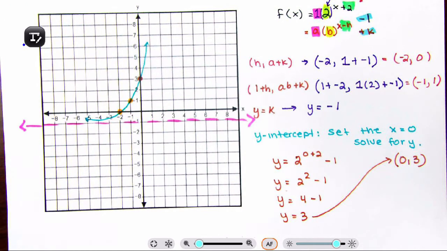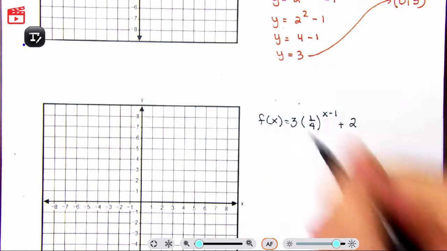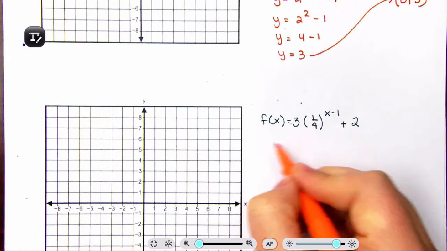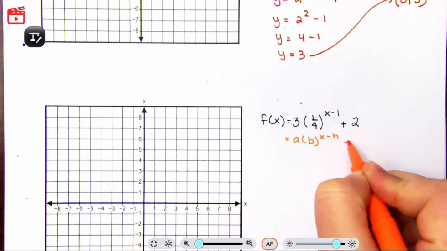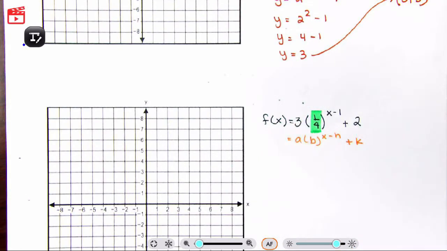Let's go ahead and do one more example for a decreasing function. So here's a decreasing function, and as always, there needs to be an equal sign. But let's write out the formula underneath. So I have a times b to the x minus h plus k. Now, since we know this is going to be a decreasing function, how do I know it's decreasing? Because this b value is less than 1.